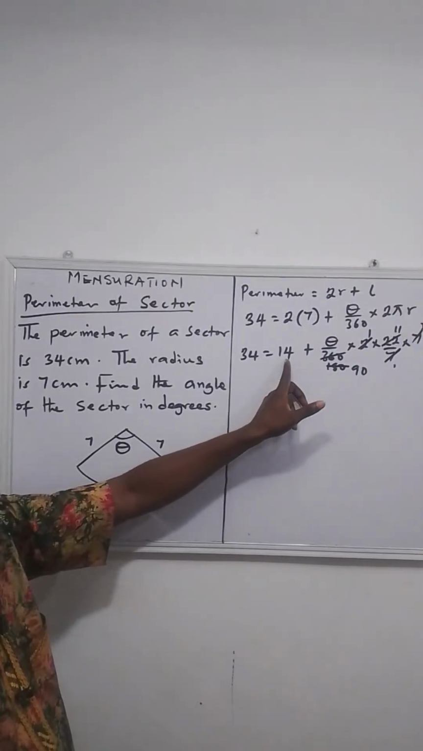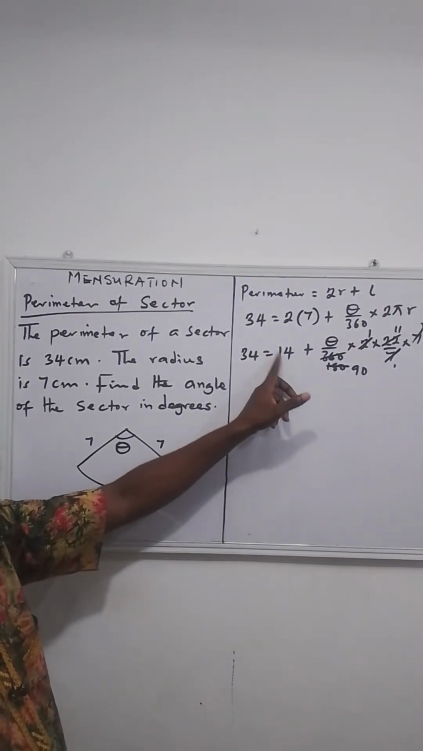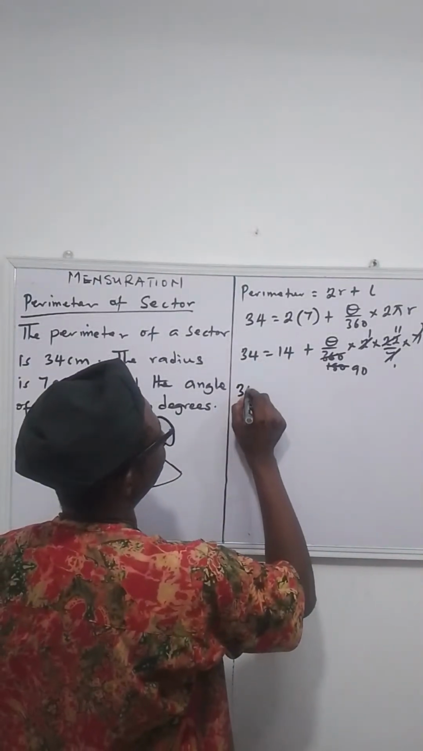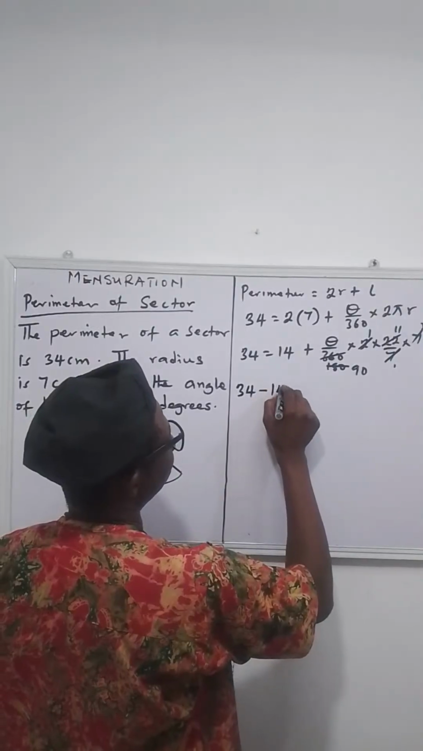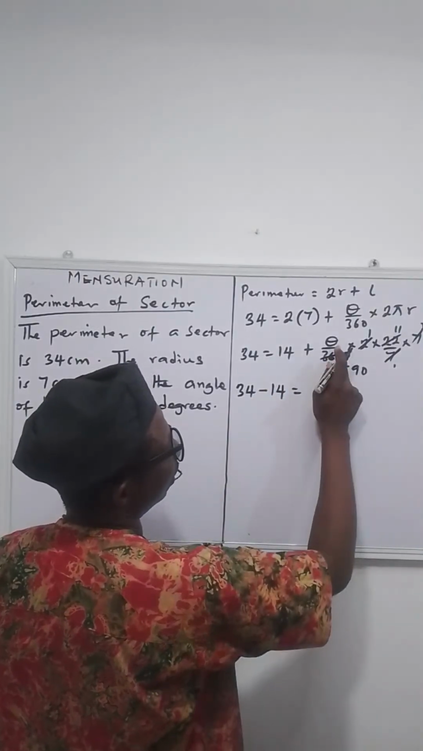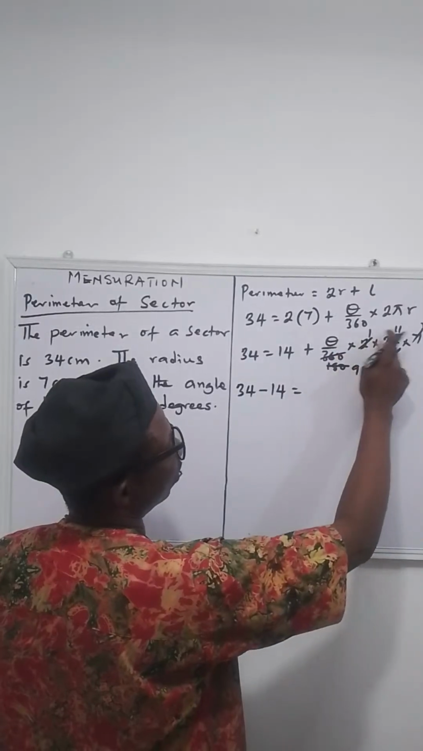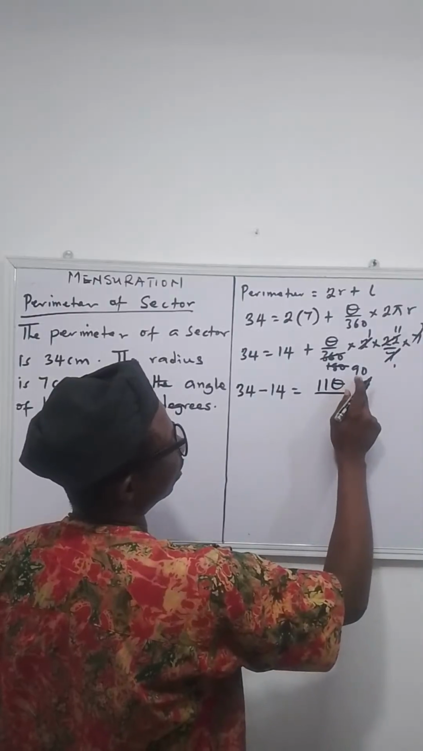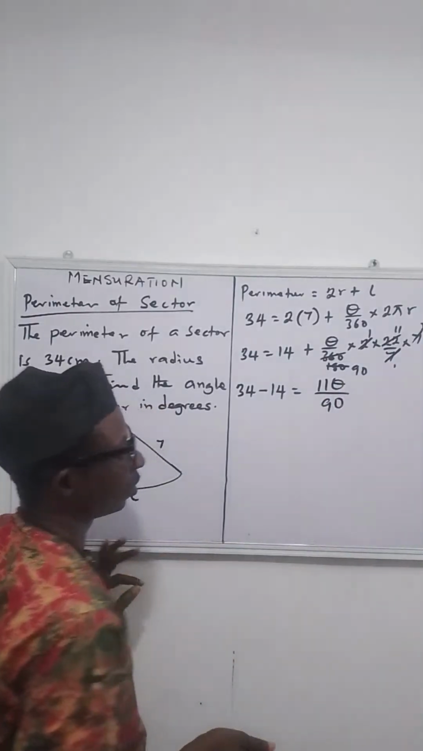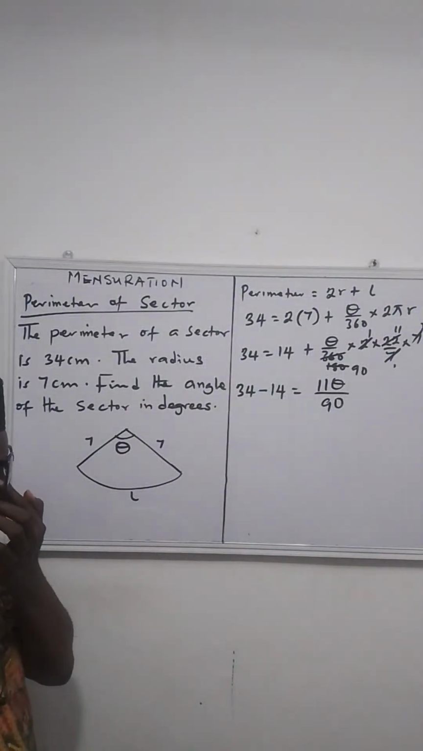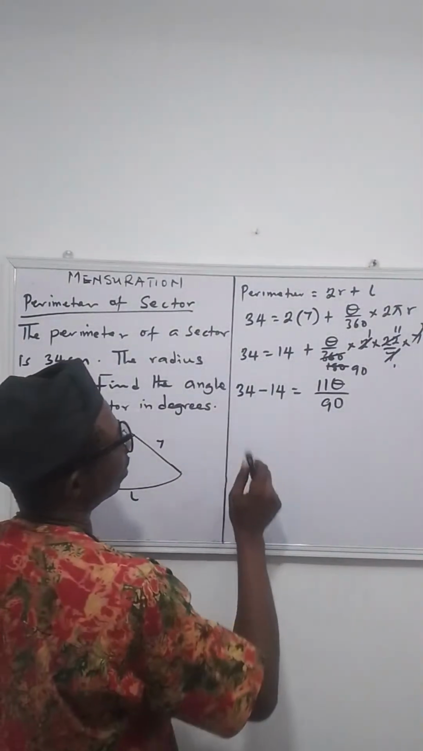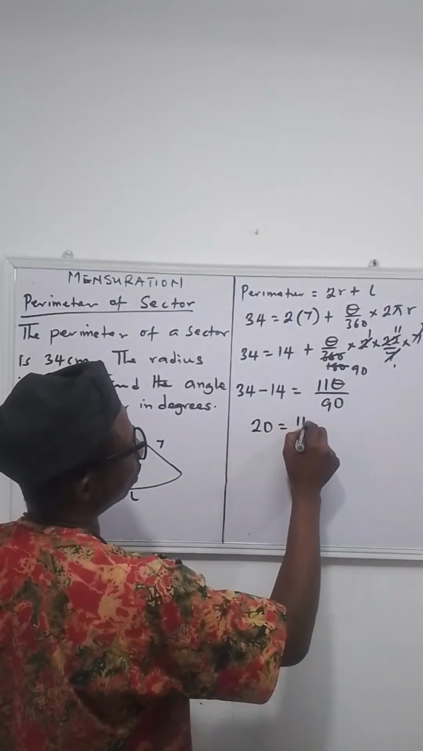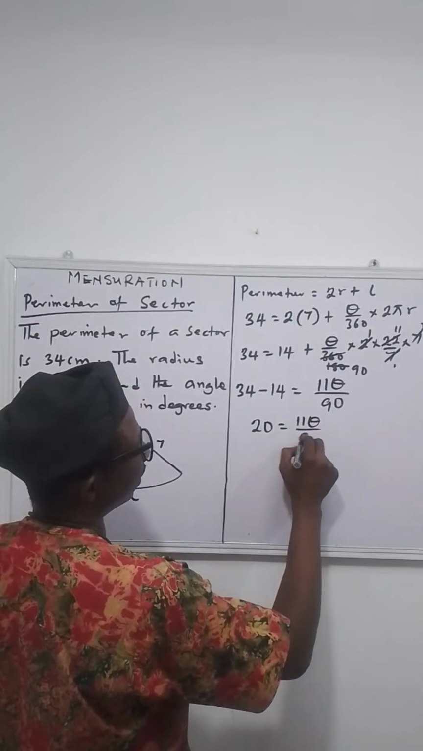So let's transpose this 14 to this side. Once it comes to this side, the sign changes to negative. So we have 34 minus 14 equals, now we have theta times 1 times 11, so we have 11 theta over 90. Now when you subtract this, we have 20 equals 11 theta over 90.